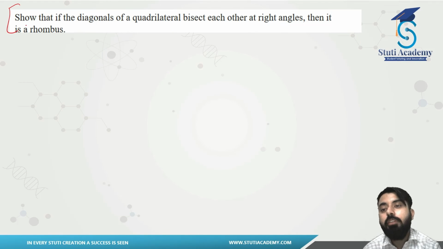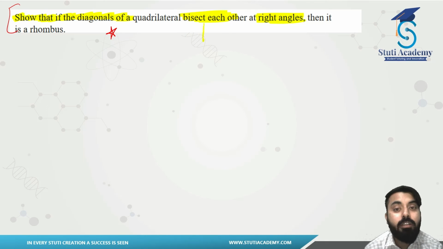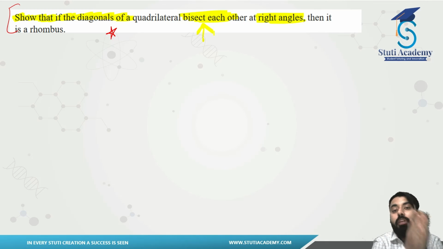So this is another important question. It states that show that if the diagonals of a quadrilateral bisect each other at right angles. Remember what it states. Let me just use the highlighter here. It says that show that the diagonals of a quadrilateral bisect each other at right angles. See, the diagonals are bisecting at right angles. They are bisecting, that means they are dividing one another into equal parts, and the angle between those parts is always a 90-degree angle.